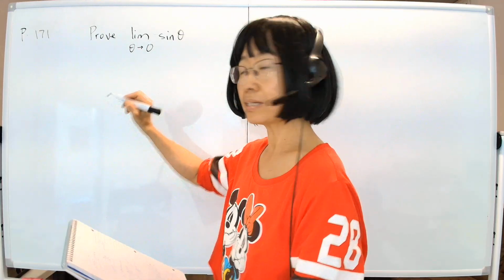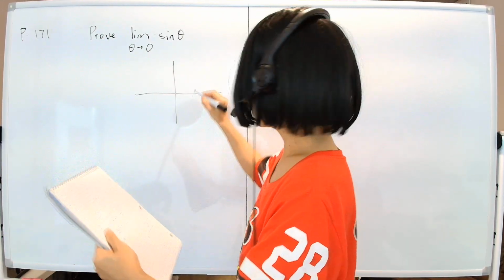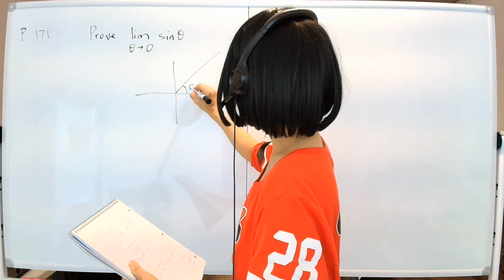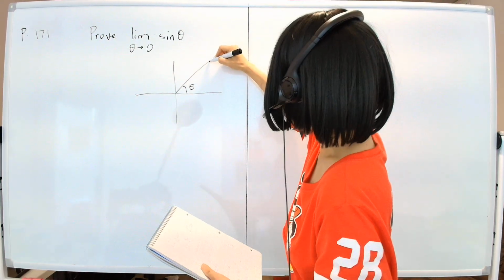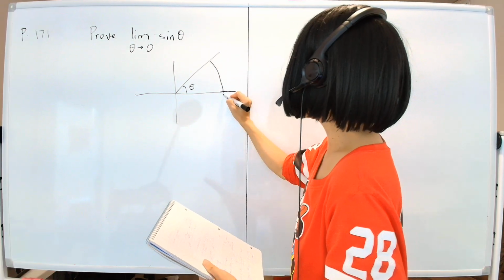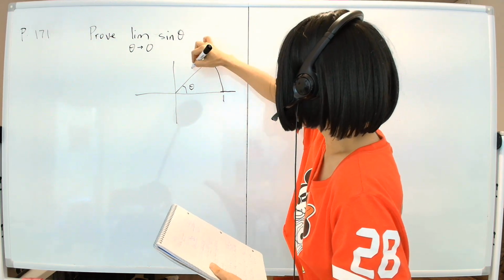going to draw the unit circle, and then there is some theta. This is part of the unit circle. The unit circle is a circle whose radius is 1. So it's 1 here, and it's of course also 1 here.